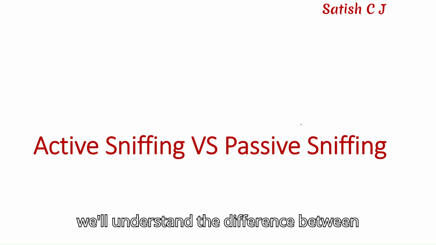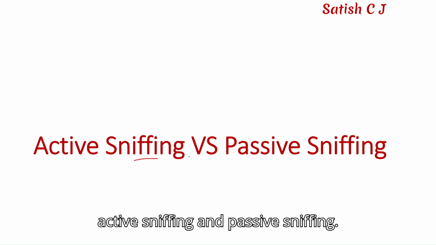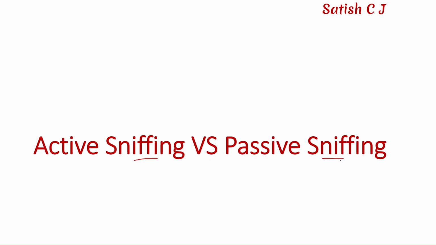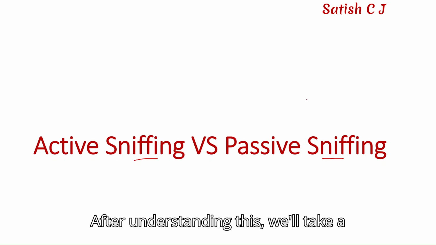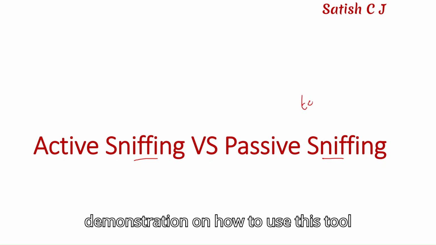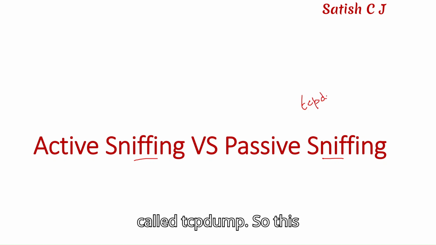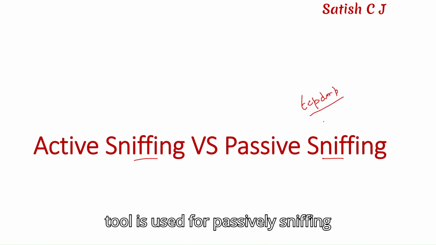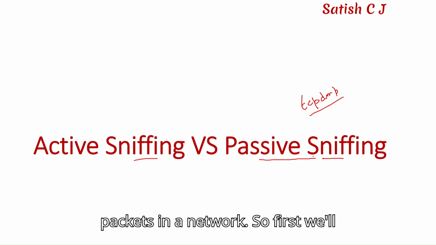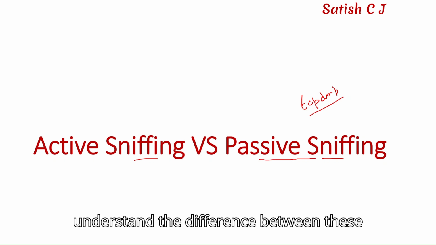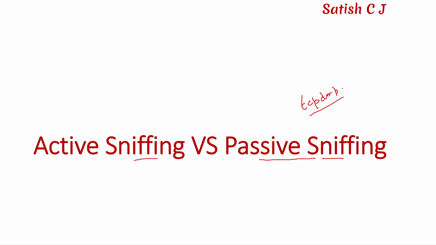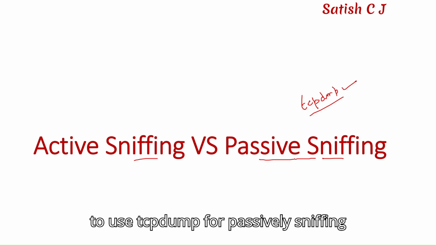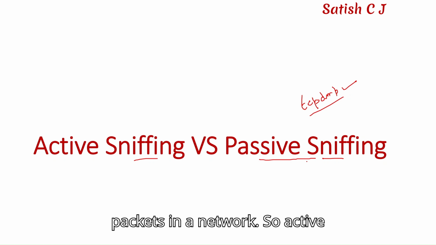In this session, we'll understand the difference between active sniffing and passive sniffing. After understanding this, we'll take a demonstration on how to use this tool called tcpdump. This tool is used for passively sniffing packets in a network. First we'll understand the difference between these two things, and then we'll take a look at how to use tcpdump for passively sniffing packets in a network.